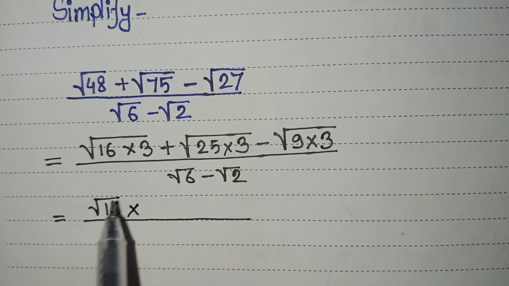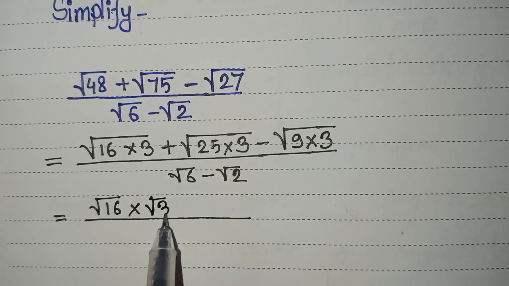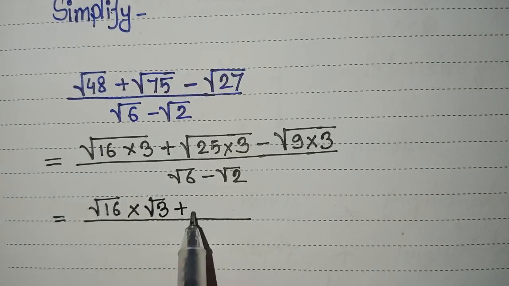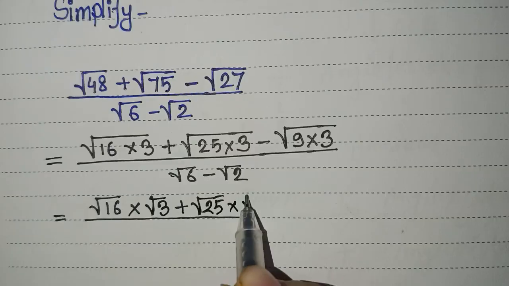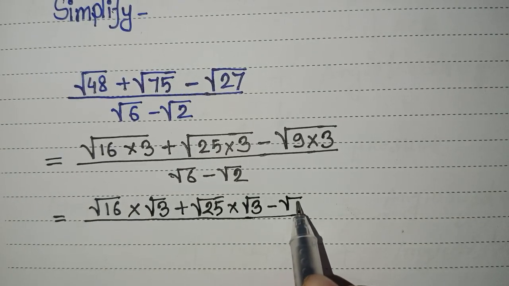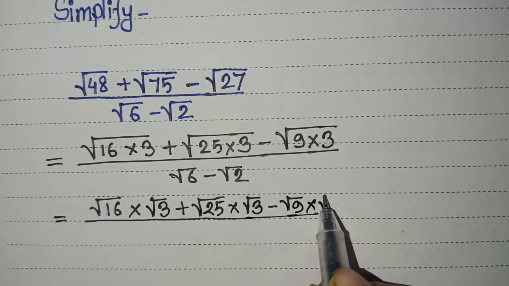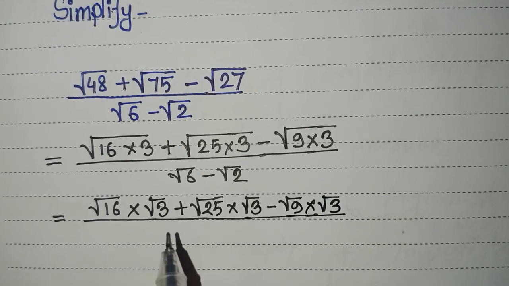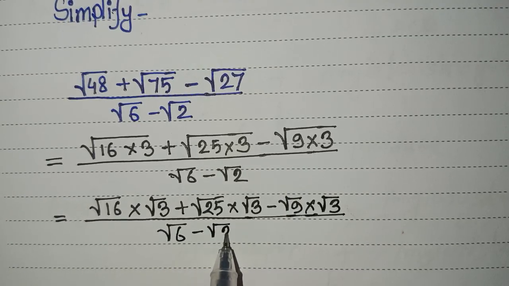Rewrite them individually. Root of 16 times root of 3 plus root of 25 times root of 3 minus root of 9 times root of 3 all over root of 6 minus root of 2.